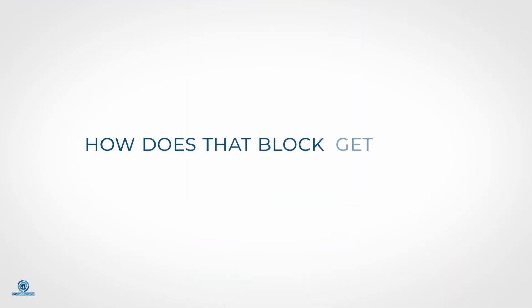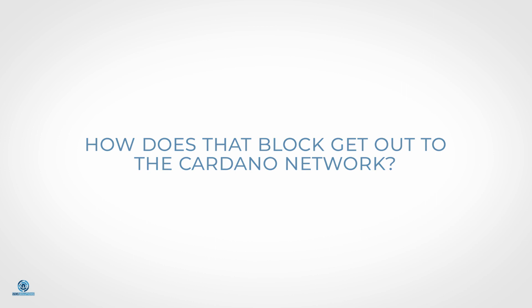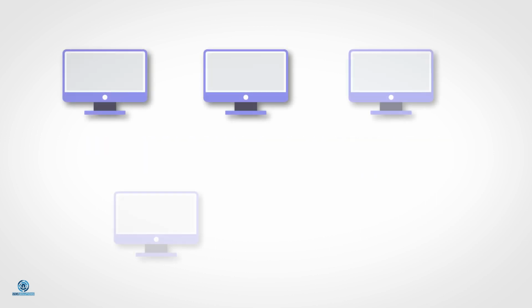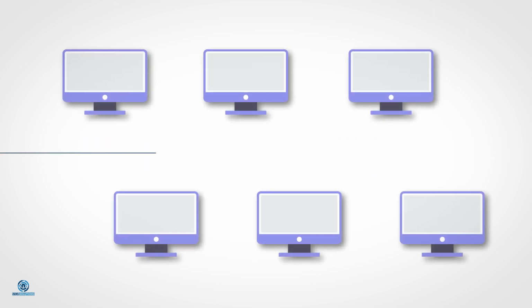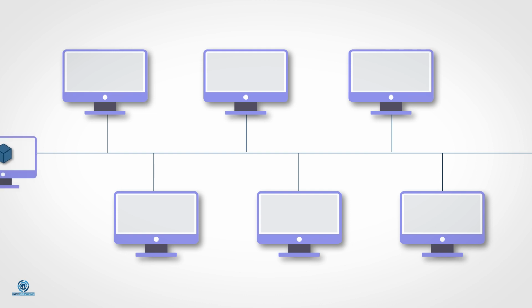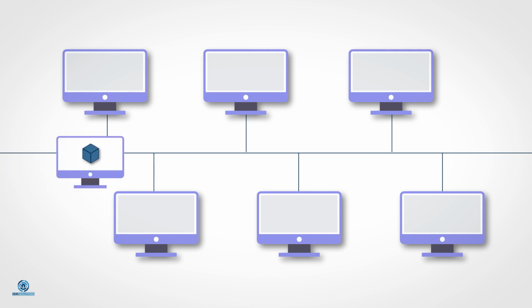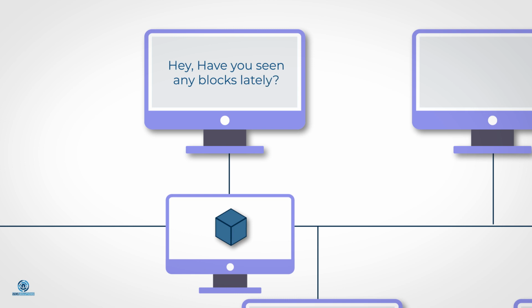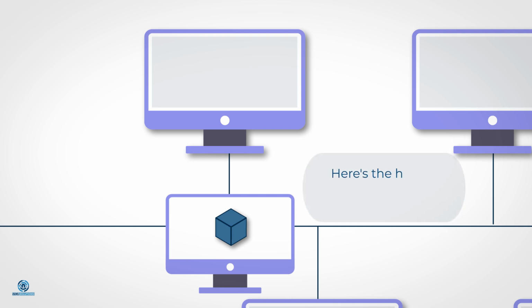So, how does that block get out to the Cardano network? The Cardano network is a pull-based network; it does not push blocks out to the network. That means that other nodes are continually asking your node in the stake pool, "Hey, have you seen any blocks lately?" "Sure, I've got one more than you. Here's the header information and the hash of that new block."